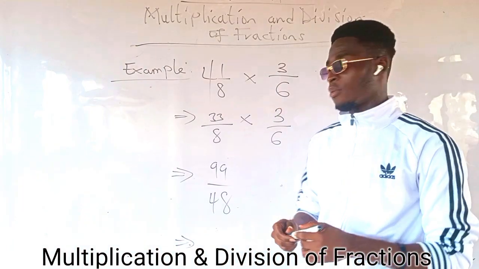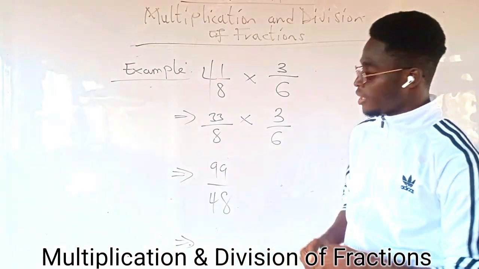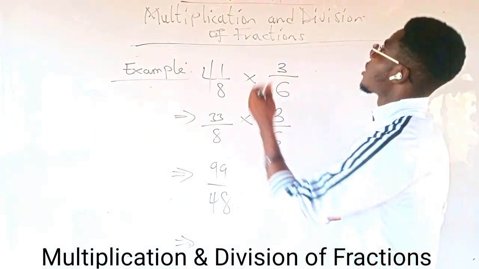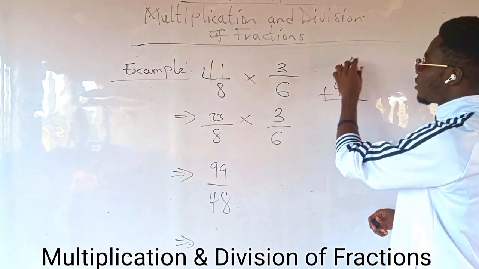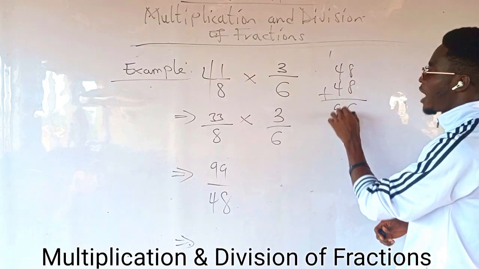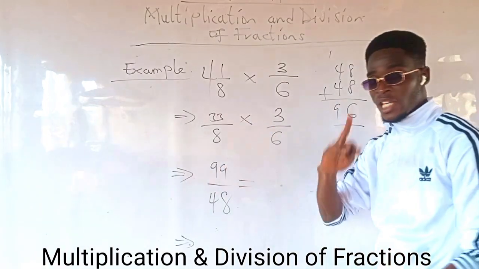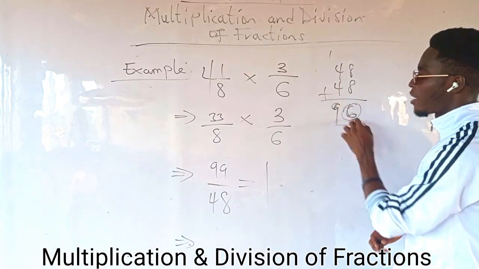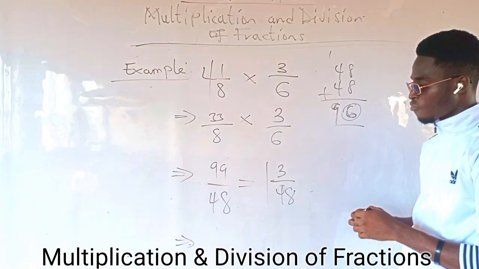Now we tend to break it down. 48 will go into 99 how many times? So you can just do the calculation and see. Let's say we have 48 plus 48. So 8 plus 8, 16, left with 1, 9. So 48 can go into 99 once. Remaining, we have 96, so remainder 3 divided by 48.